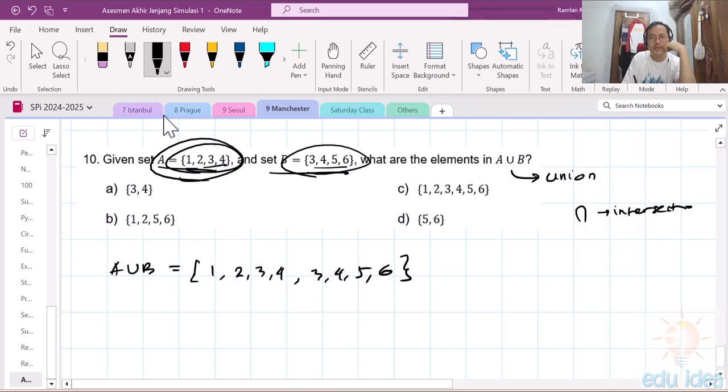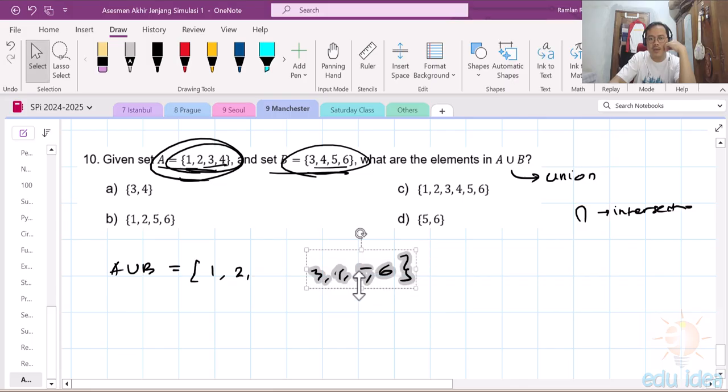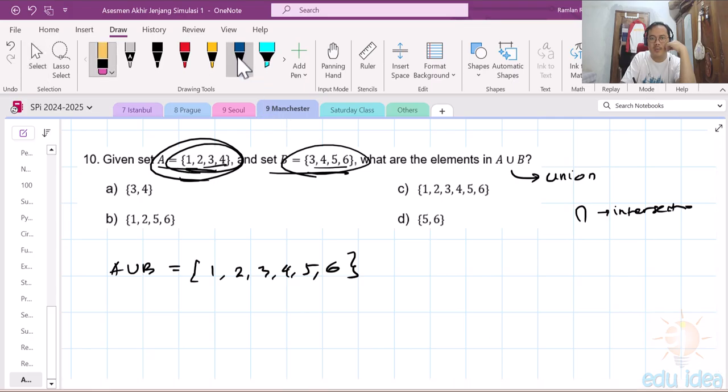But again, like I said before, if you have the exact same elements, you don't need to write them twice. Like this one here, just write it once, and this one also has 1 over here, so you don't have to write them twice. So I'm going to erase them, and then I'm just going to combine them like this, and the answer should be option C.